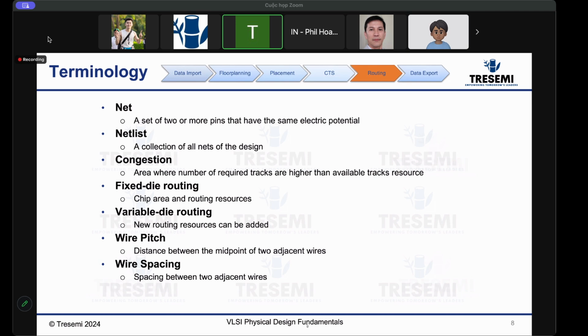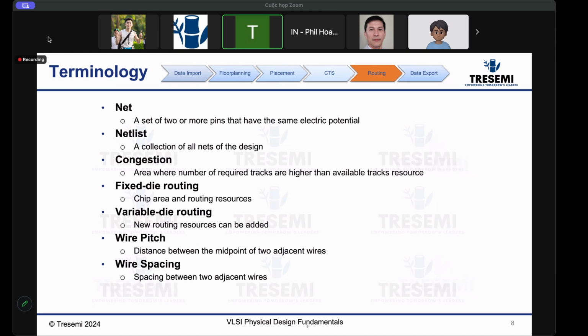A couple more terms: fixed die routing. Usually that's the case that we're doing. By the time we get to this point, our die size is already fixed, and the layers are already fixed. So we're not going to add another layer if we can't route. Usually that's the case.